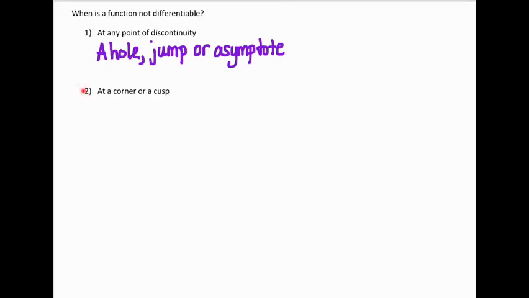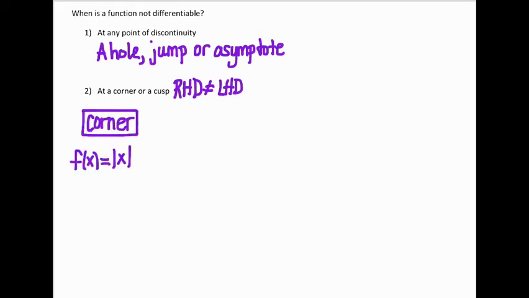The second place where a function is not differentiable is at a corner or a cusp in the graph. Basically, this means that the right-hand derivative is not equal to the left-hand derivative. And like we said before, since we're talking about derivative, we mean slope. So right-hand derivative means the slope from the right is not equal to the slope from the left. Let's do an example of each.